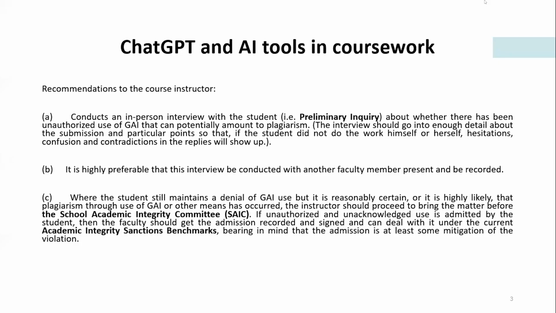If unauthorized use is admitted by the student, then the faculty should get the admission recorded and signed and can deal with it under the current academic degree sanction benchmark. This benchmark provides some direction to faculty. Depending on the AI score, it gives you some idea whether this is minor plagiarism or major plagiarism, so the penalty would be quite different.